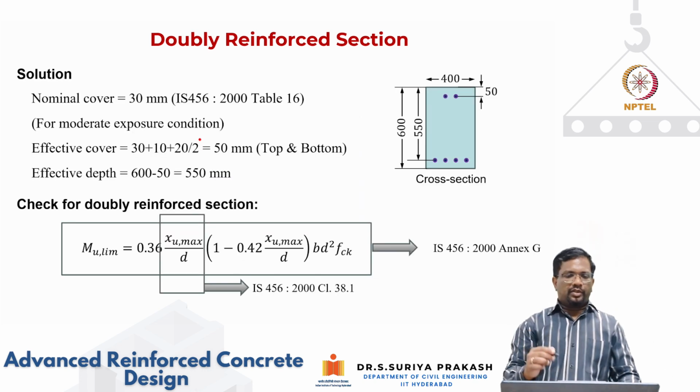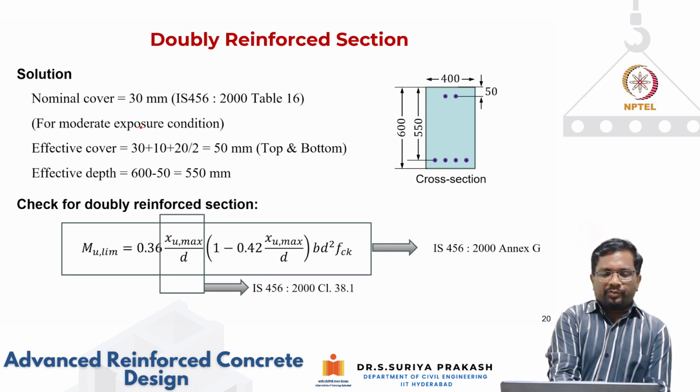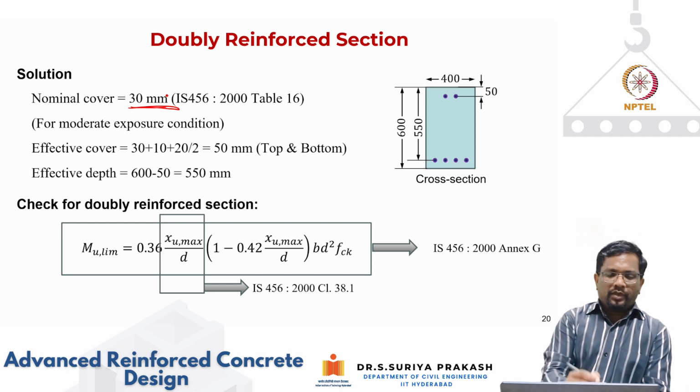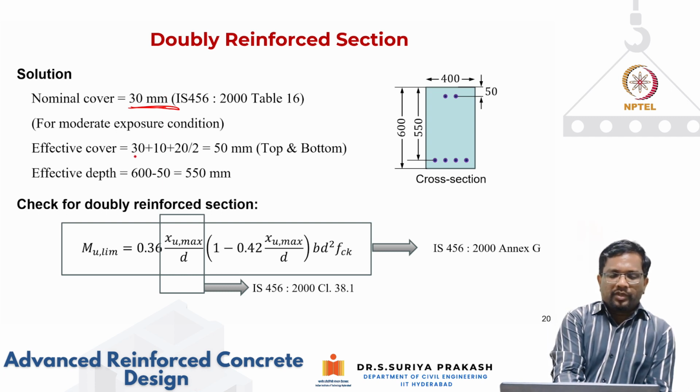I'm just running through the numbers again. For the given exposure condition, we are taking a nominal cover of 30 millimeter. So the effective cover will be the clear cover plus the stirrup diameter, plus half of the longitudinal bar diameter.